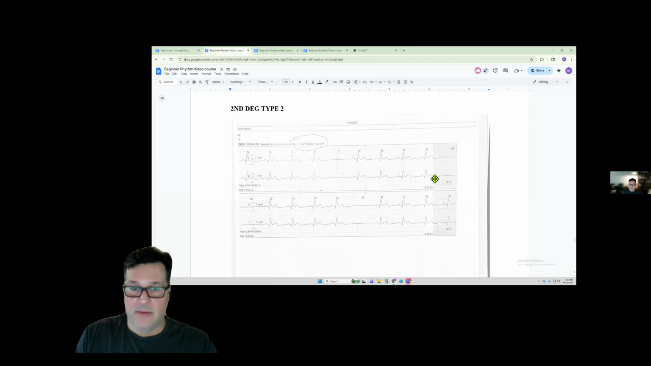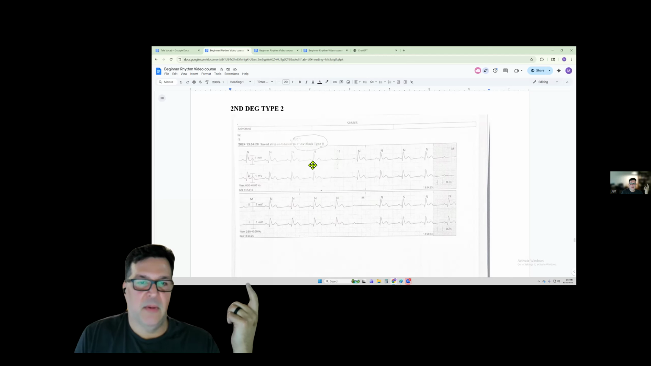Second degree type 2. Again, another example. This one's quite obvious. I think I actually generated this with the computer. But that PR interval does not change from here to here. This P to P marches out. You have a wide QRS complex, second degree type 2.